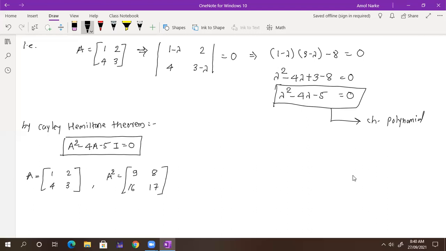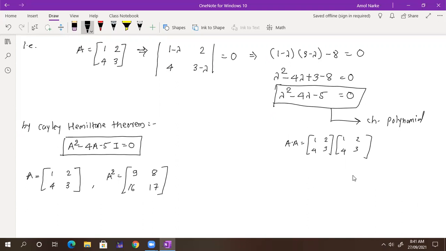A into A, I can find here. 1, 2, 3, 4. And again 1, 2, 3, 4. So 1 into 1. Yes, 4 to sir. The 8 plus 9, that is correct. Yes, sir. So first row, second column, 3 into 6, 6 plus 2 is 8. Sorry, 4 plus 12, 16, and 8 plus 9, 17. So this is what you have as A square.